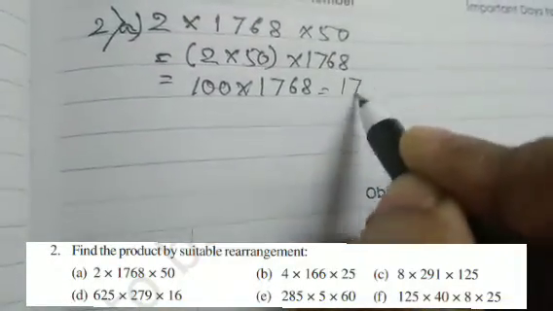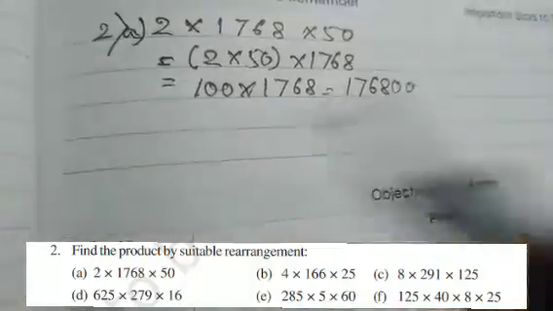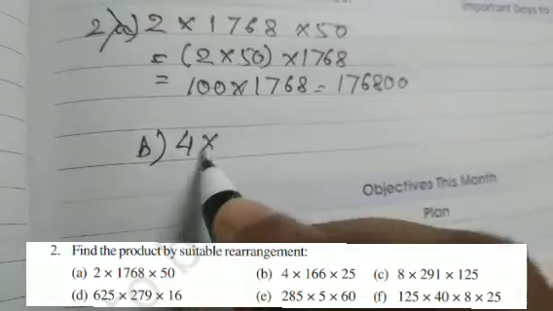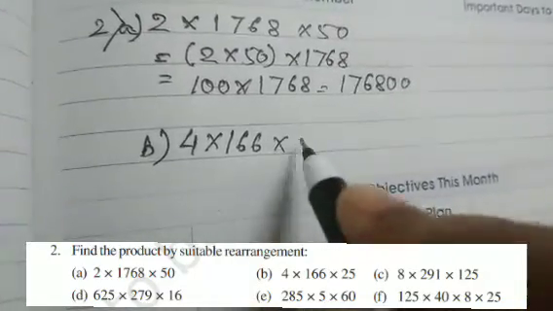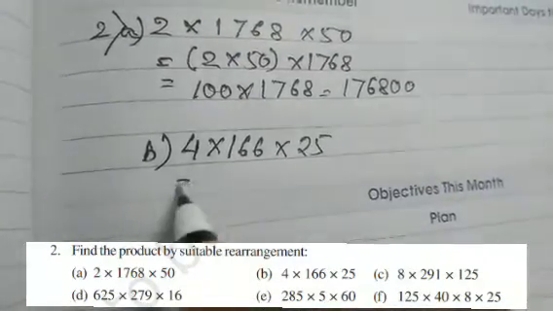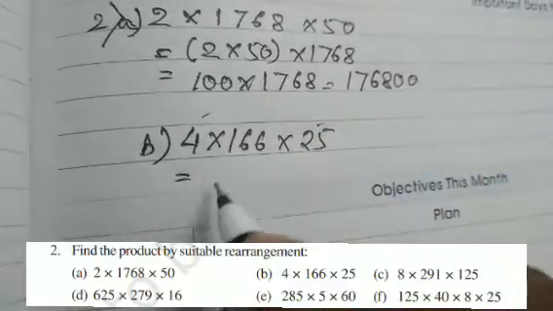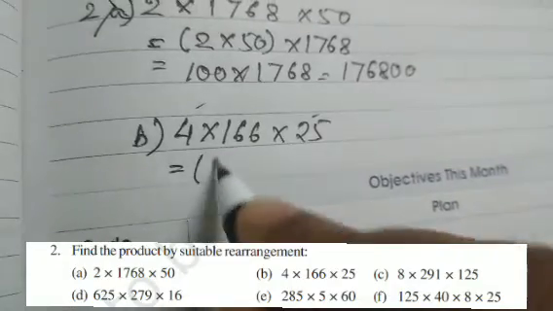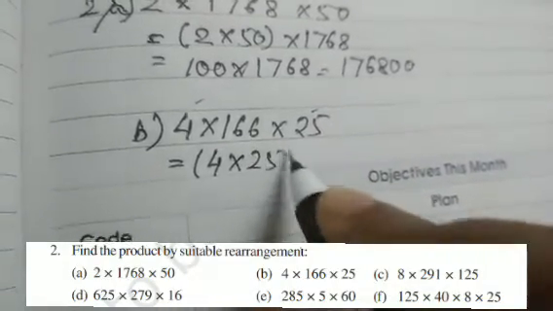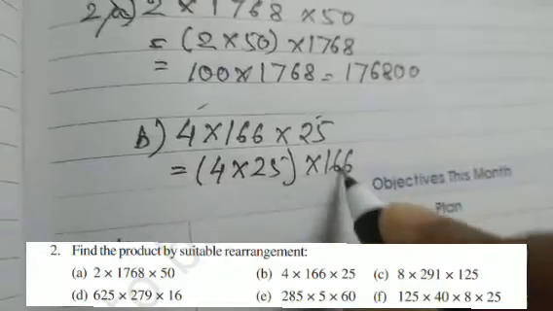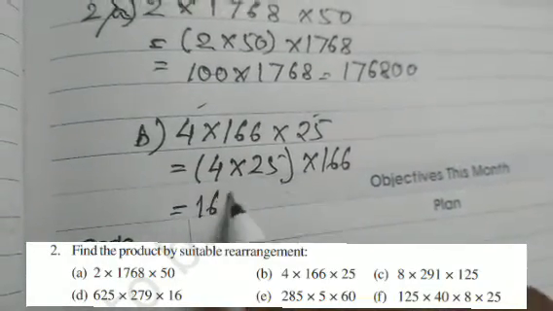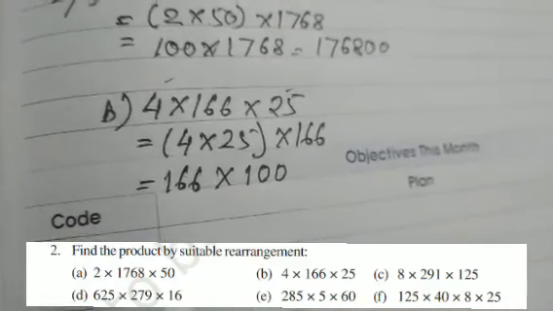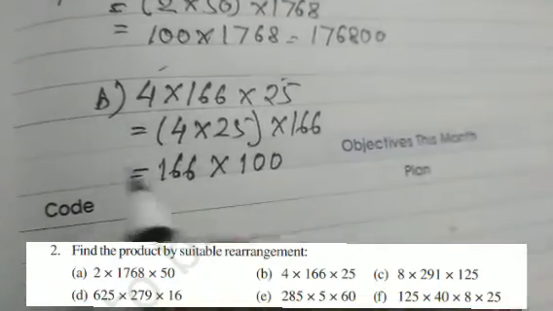That gives 176800. Next question, B. It is 4 into 166 into 25. Again, here 4 into 25 is 100. So I will do that first: 4 into 25 into 166. So this is equal to 166 into 100. Okay, 25 into 4 is 100.